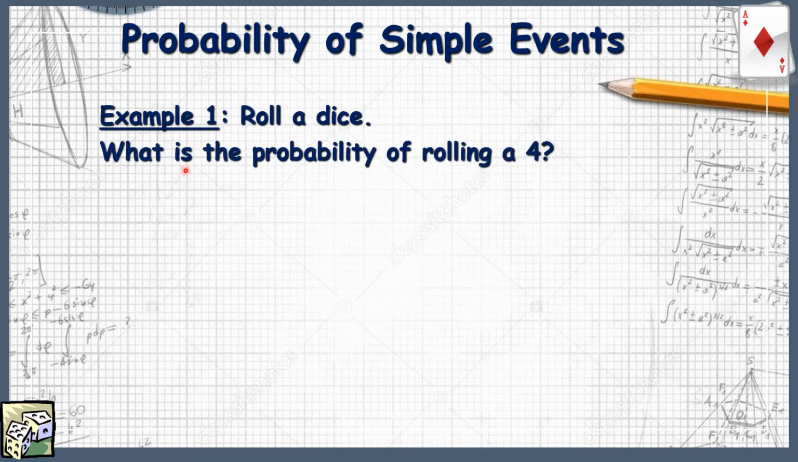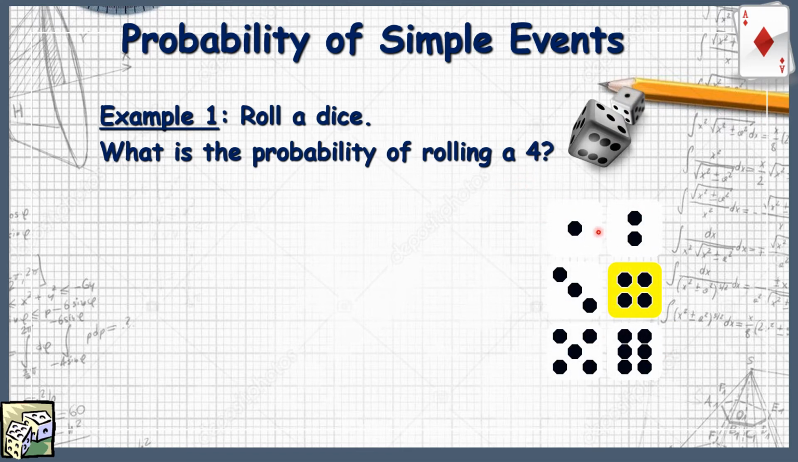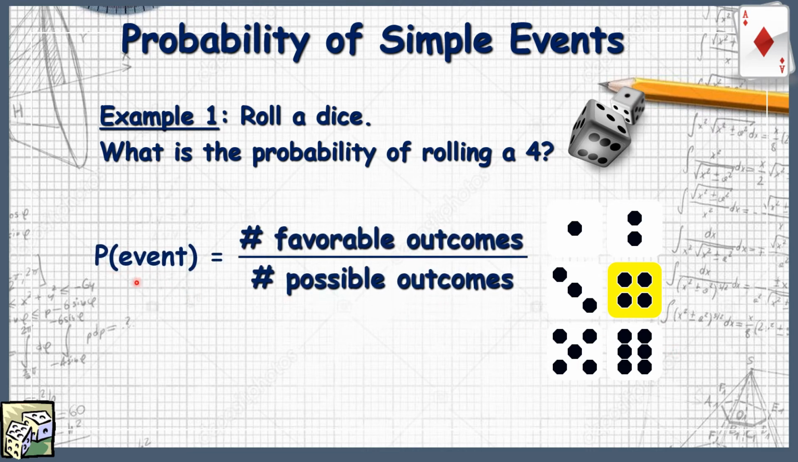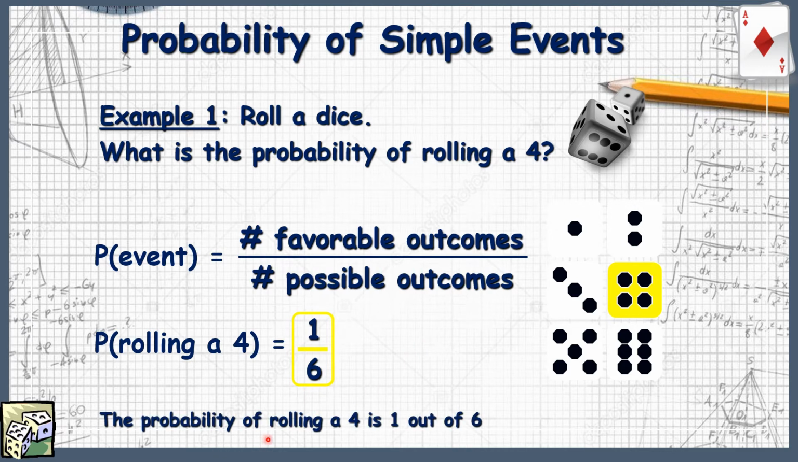Roll a dice. What is the probability of rolling a 4? So, sa ating dice, meron tayong 6 na faces. 1, 2, 3, 4, 5, and 6. Ang formula sa probability of an event is equal to number of favorable outcomes over number of possible outcomes. So, yung probability of rolling a 4, ang number of event natin is 1 kasi nga isa lang naman yung 4 dyan. Tapos, ang number of sample space natin is 6 dahil 6 yung faces ng ating dice. So, in short, ang ating answer is 1 over 6. The probability of rolling a 4 is 1 out of 6.